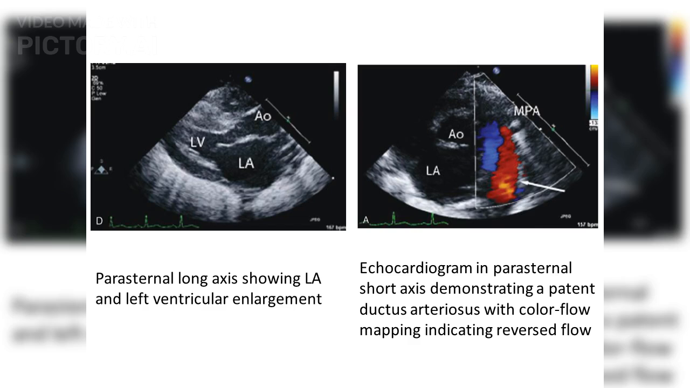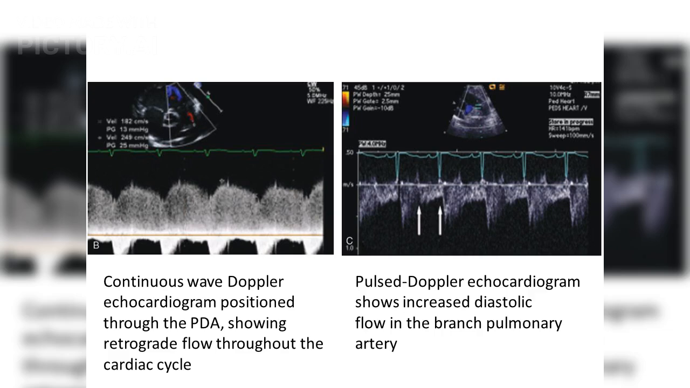The parasternal long axis view reveals LA and left ventricular enlargement. Additionally, the parasternal short axis view with color flow mapping indicates reversed flow, confirming the presence of a patent ductus arteriosus. Continuous wave Doppler echocardiogram positioned through the PDA shows retrograde flow throughout the cardiac cycle. Pulse Doppler echocardiogram reveals increased diastolic flow in the branch pulmonary artery, further indicating PDA.